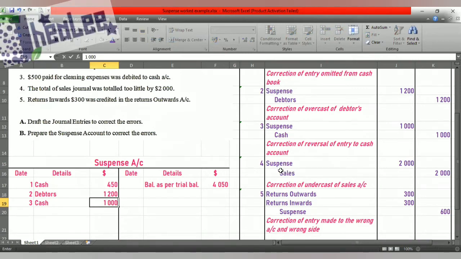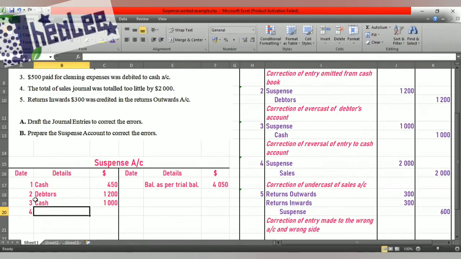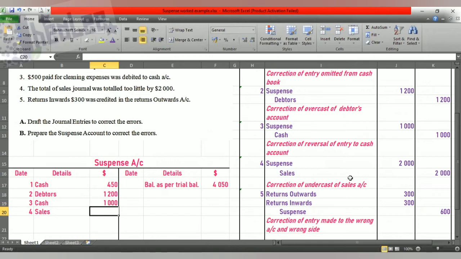Number 4, suspense account is to be debited. Bear in mind that so far our suspense account is debited. Not in all cases your suspense account would be debited. This is based on the correction that should be made to the error. So bear in mind that your suspense account can either be debited or credited in correcting the error. But based on the nature of the errors that we have looked at so far, our suspense account should be debited. So number 4, we're going to make that debit entry where our suspense account is debited and sales account is credited. So our details is sales, and the value is $2,000.